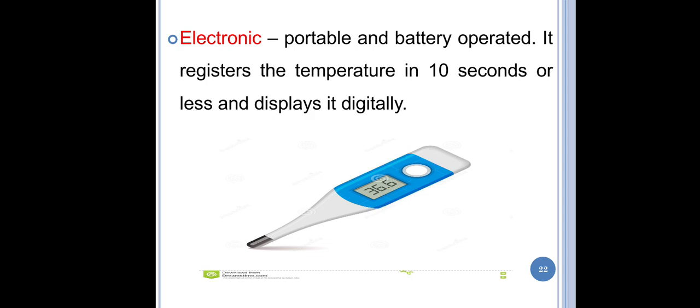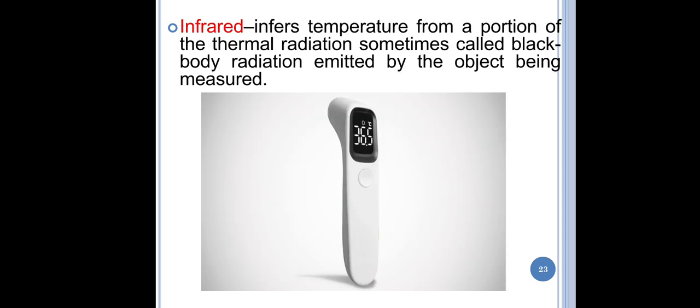Okay. Then we also have what we call infrared. The infrared gets temperature from a portion of the thermal radiation, sometimes called black body radiation, emitted by the object being measured. That's why you see it being pressed on the forehead. It detects the temperature that the body is emitting. That's why you can get it from the patient's forehead, and then it records.